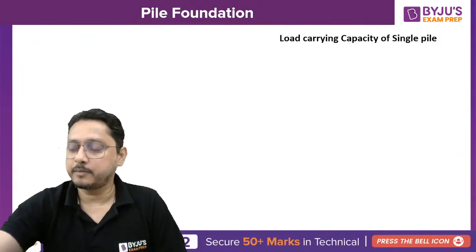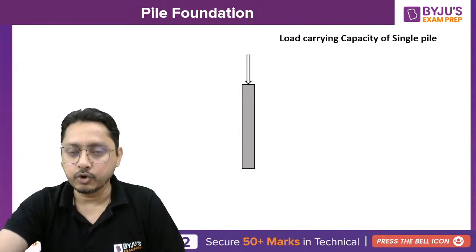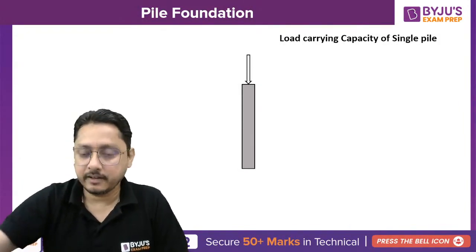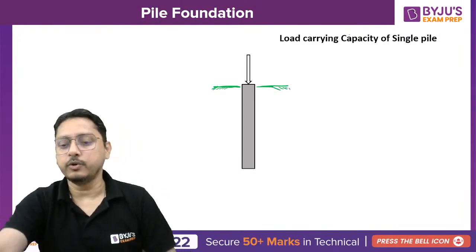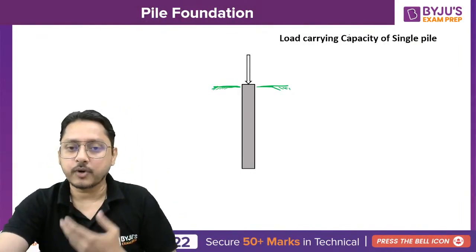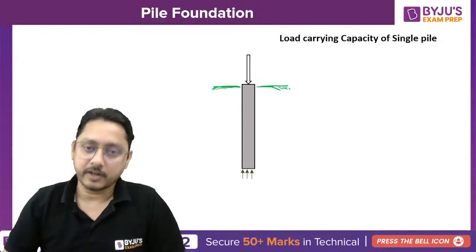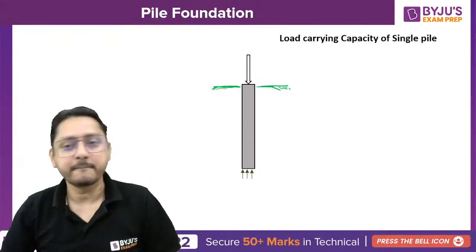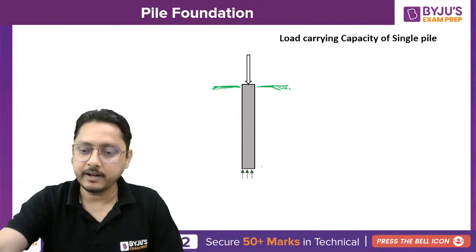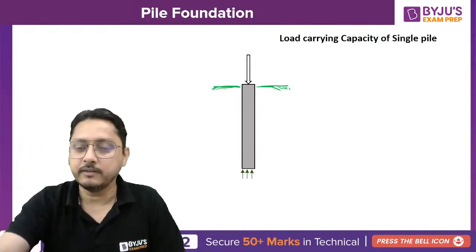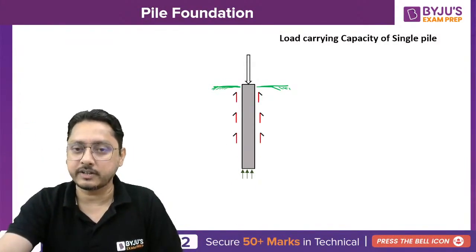Now suppose you have a single pile. If you have a pile and a load over it, what will happen inside the soil? Due to the load, it will try to move down, isn't it? So from the base side, you will get some resistance, which we call end bearing or point bearing. And from the side of the skin, there will be friction, which we call friction resistance, right?